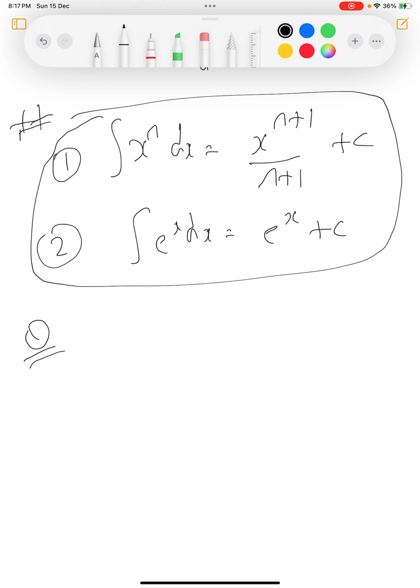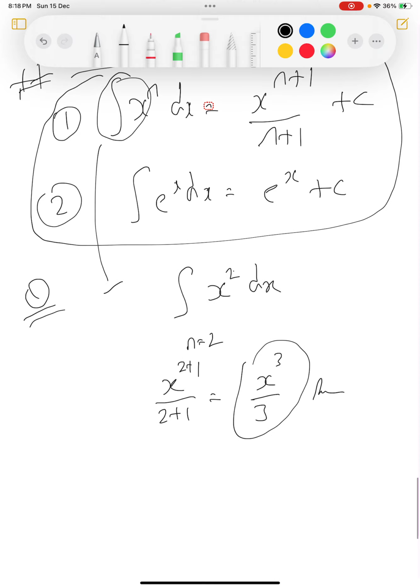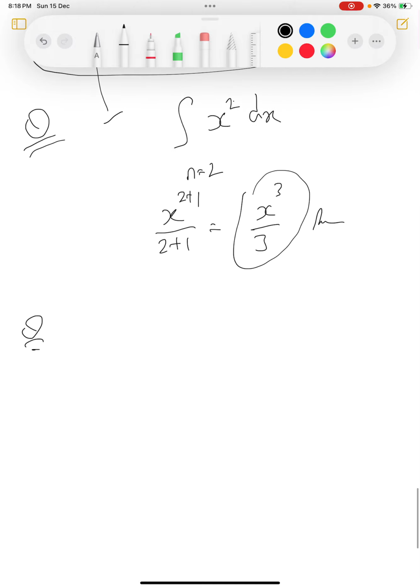Let's solve some questions. Like if I want to solve integration of x square dx. We know this formula, so by this formula I find n equal to 2. So the answer will be x raised to power 2 plus 1 divided by 2 plus 1, which is x raised to power 3 divided by 3. So this is my answer.